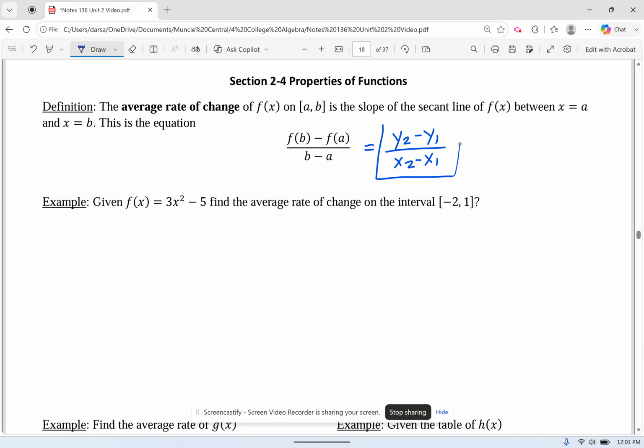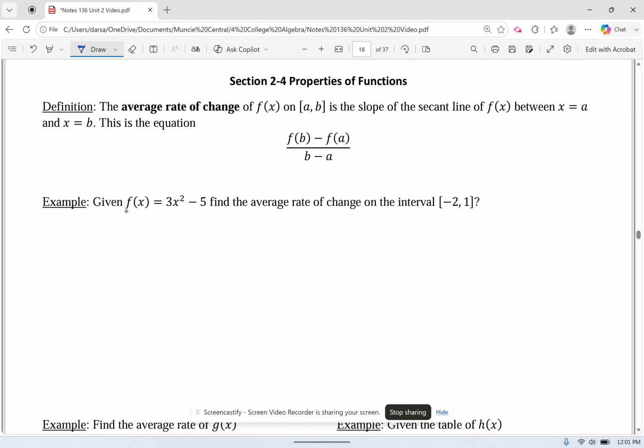And does this look familiar? What is it? It's just the slope of a line. So when you hear average rate of change, what you should be hearing is, oh, I need to find the slope of the line between these two x values. All right, so let's give this a try in a particular situation.